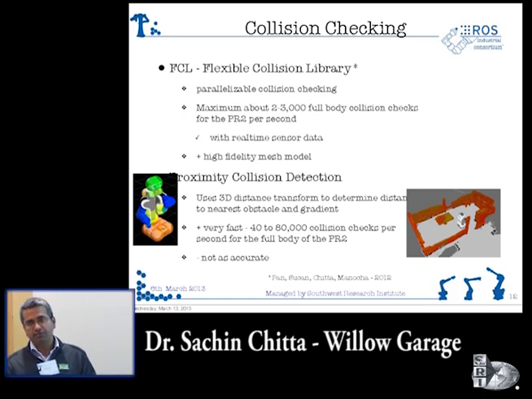We also have a different collision checker, which is much faster. So this is called the proximity collision detection. It uses a more approximate model of the robot. So this is basically a model with a bunch of spheres. So it lets you do a lot more per second. So you can do 40 to 80,000 collision checks per second, but it's not as accurate as FCL.